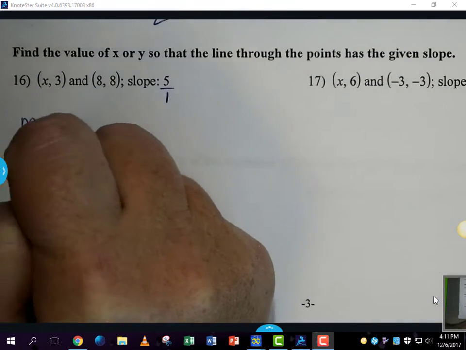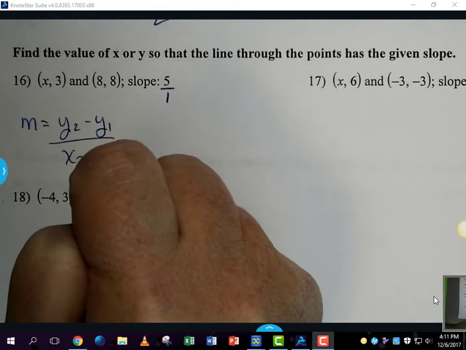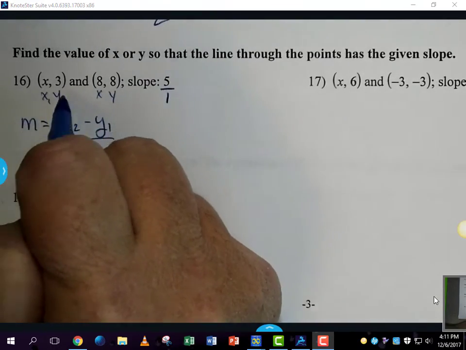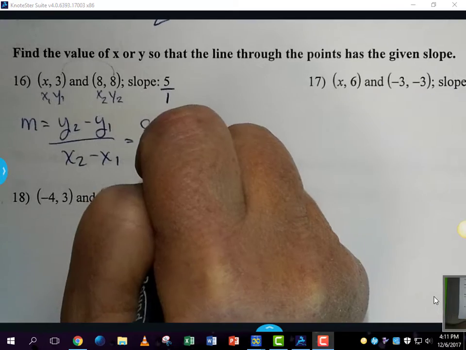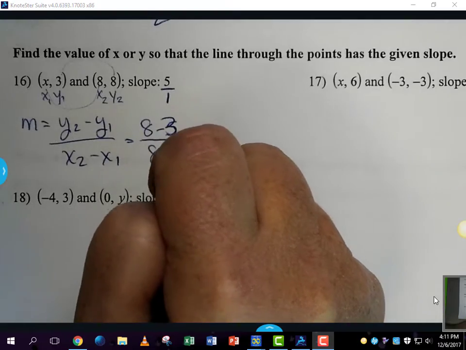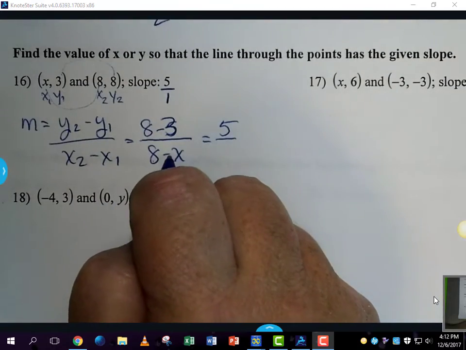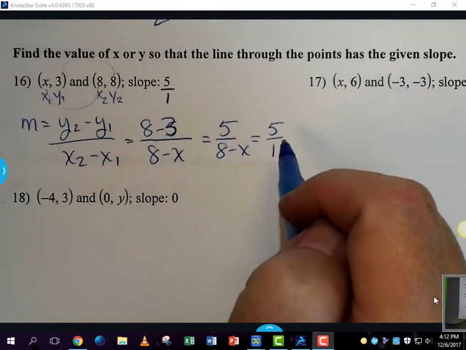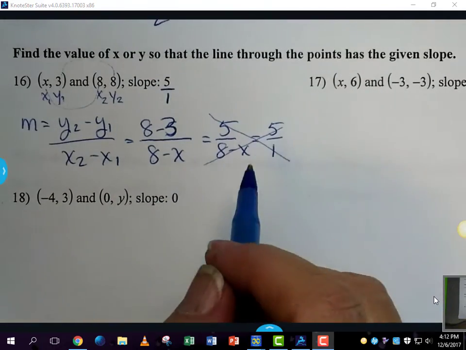And we know that the slope formula is y sub 2 minus y sub 1 over x sub 2 minus x sub 1. And so here we would have x, y, 1s and 2s. We would have 8 minus 3 divided by 8 minus x. And now I will simplify that. 8 minus 3 is 5 over 8 minus x, and that needs to be equal to 5 over 1.